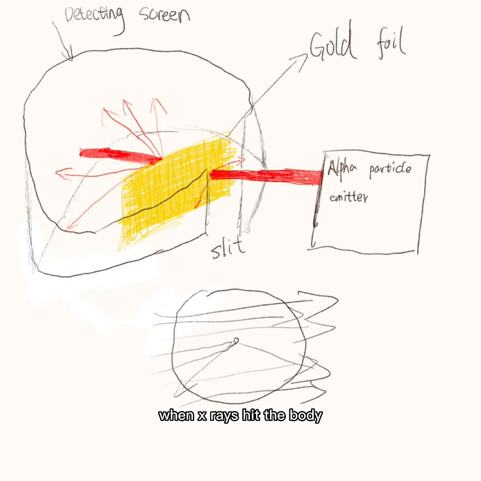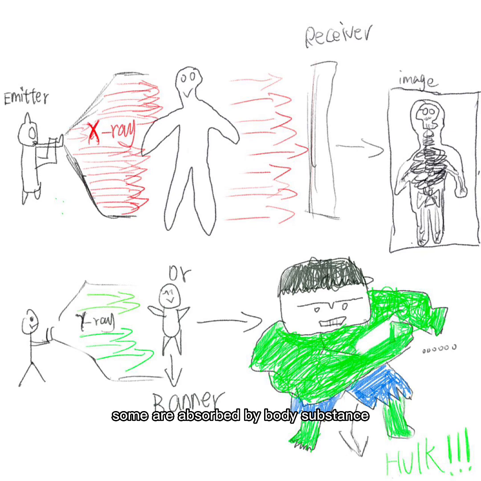When X-rays hit the body, some are absorbed by body substances, and most pass through the atomic gaps. X-rays are mainly used to detect skeletal lesions, but they are also useful for detecting soft tissue lesions.